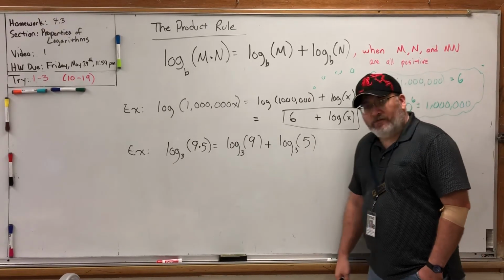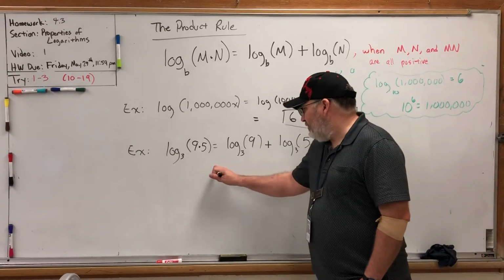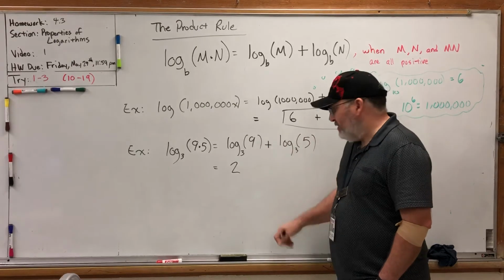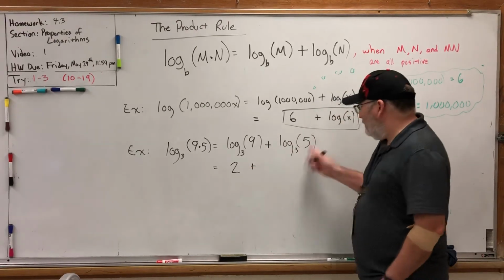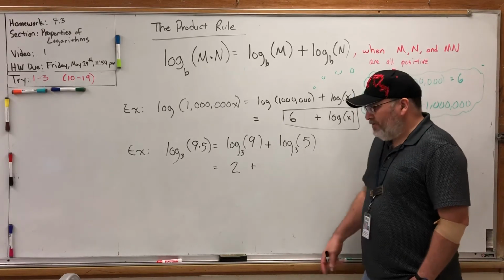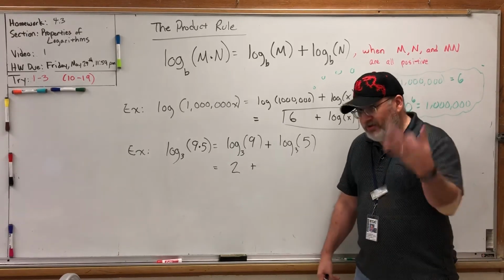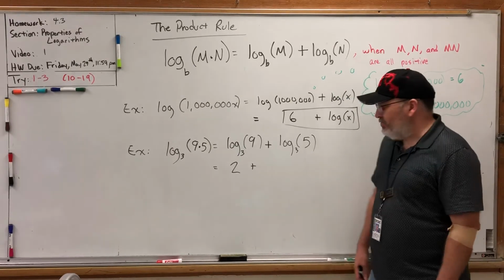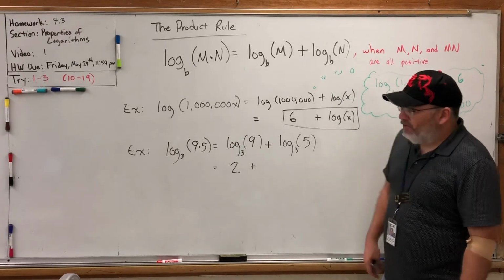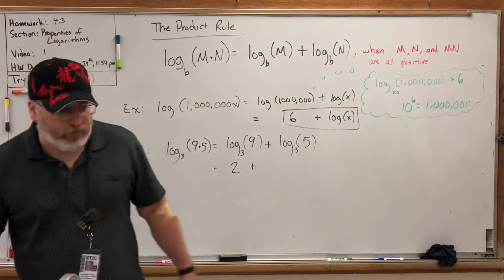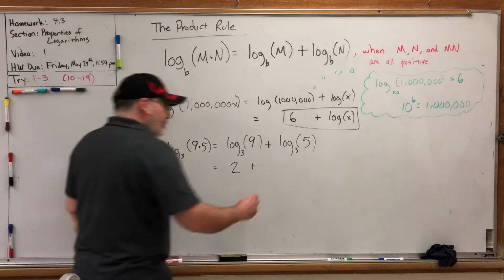And I know the answer to the first one. The power that turns 3 into 9 is the second power. 3 to the second power is 9. The power that turns 3 into 5 is somewhere between 1 and 2. Because 3 to the first power is too small, that answer is 3. And 3 to the second power is too large, that answer is 9. If the answer is not a whole number, or in some cases is an obvious fraction, like if there's a square root, then you just leave it alone.